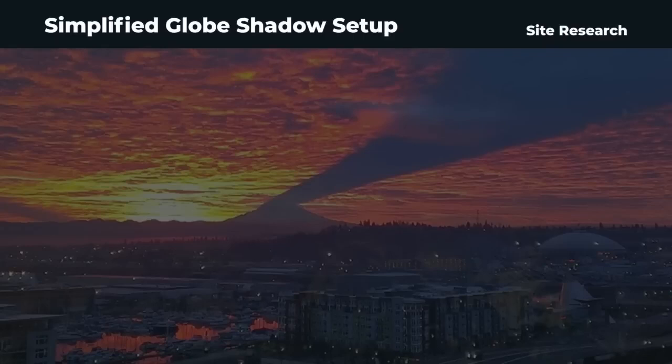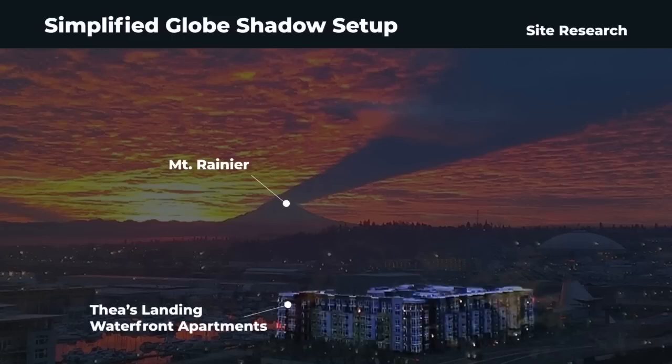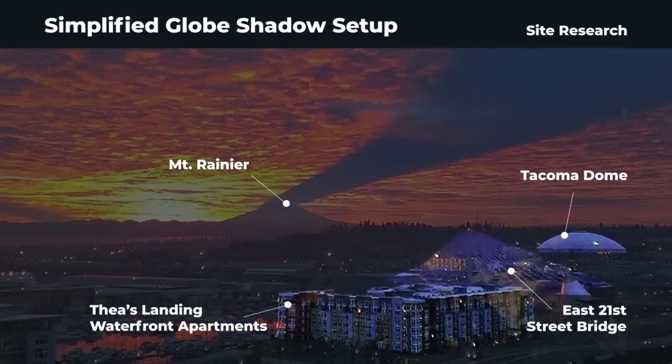Looking at the site, you can see Mount Rainier in the background. Another prominent feature was the building just in the foreground. It's next to this small body of water. It turns out that it is the Theus Landing Waterfront Apartments. Also, another noticeable feature was the Tacoma Dome in the middle ground just to the right. And just in front of that was the East 21st Street Bridge. So with all of these locations determined, I could look at a map now to try and approximate this photo location.